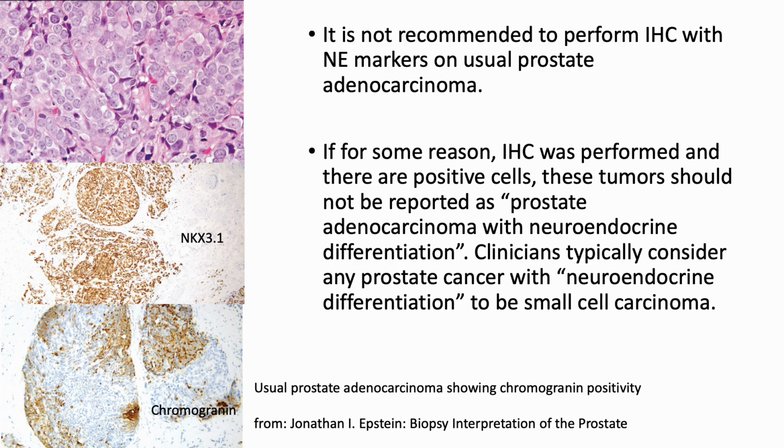So, how should this tumor be classified? This is a classic example illustrating why neuroendocrine markers should not be performed in the absence of neuroendocrine morphology. Routine use of neuroendocrine markers in typical prostate adenocarcinoma is not recommended, as it may lead to diagnostic confusion. If neuroendocrine immunostains are performed and show positivity, the tumor should not be diagnosed as prostatic adenocarcinoma with neuroendocrine differentiation. This distinction is critical, as the phrase neuroendocrine differentiation is often interpreted by clinicians as indicating small cell carcinoma, which has very different clinical implications and management.